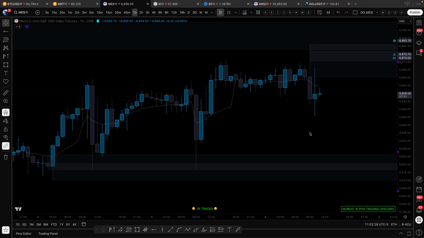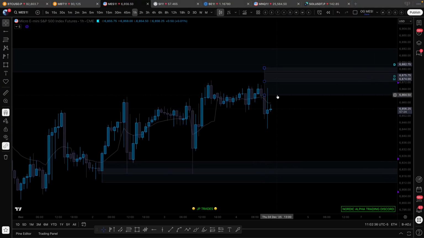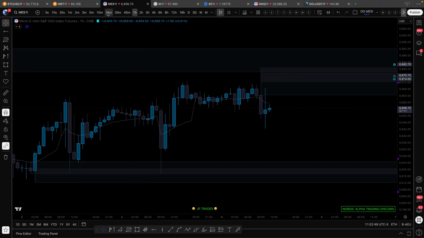Let's dive into the ES chart for S&P 500. I did take a few scalps already today. I took some shorts down to this area here, which had an order block, a naked point of control, and a naked VWAP here. All of that is already mitigated, so I've taken it off the charts already.